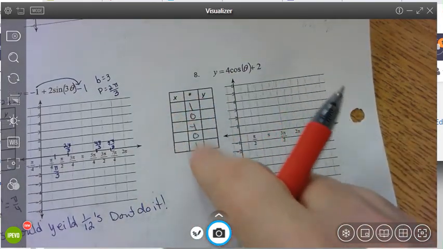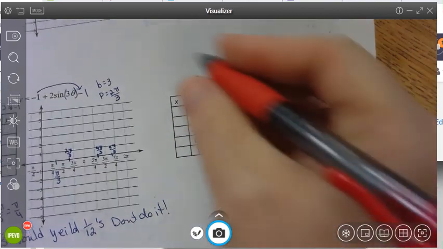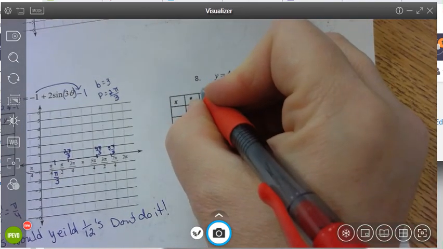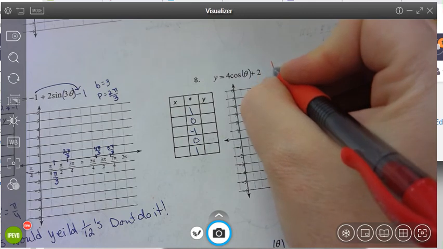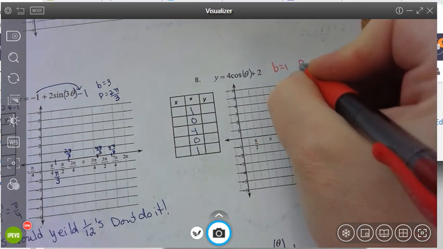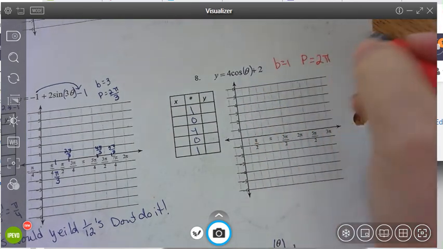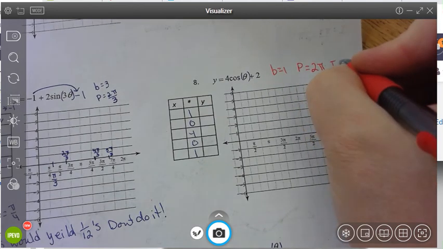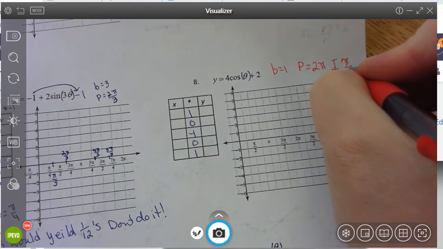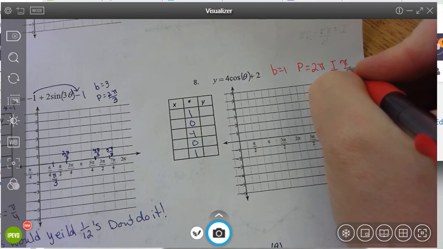Okay, so on this one, again, I've got my magic numbers in for cosine. Let's go ahead and talk about the b. b is 1, so my period is going to be 2 pi. So my increments are pi over 2 like it was on the last one.